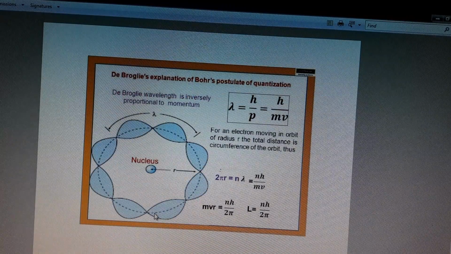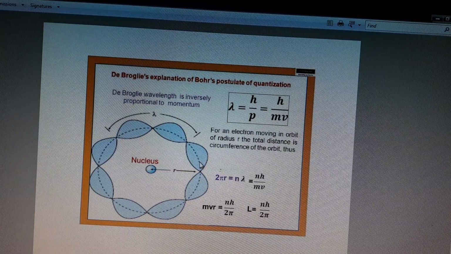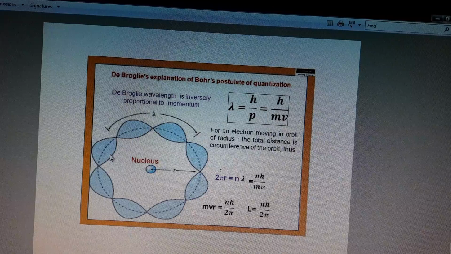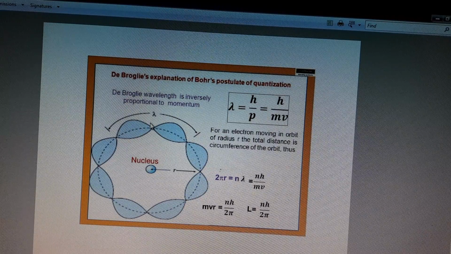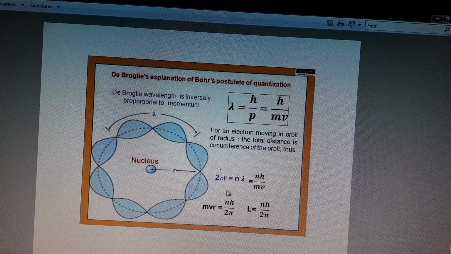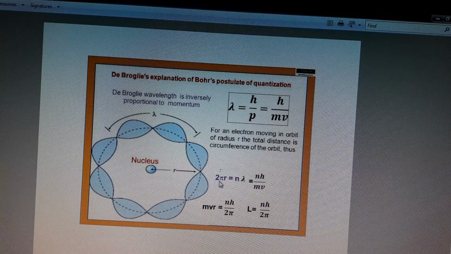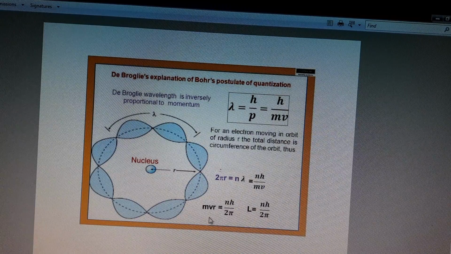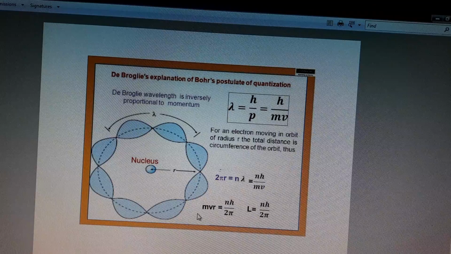We can observe this figure. This is the nucleus. The electron revolves around the nucleus and forms stationary waves. The stationary wave has nodes and antinodes. The wavelength is lambda, and lambda is equal to h by p, which is equal to h by mv. The electron's traveled distance is equal to the circumference of the circle. So 2 pi r is equal to n lambda. From this we can conclude the equation L is equal to mvr is equal to nh by 2 pi.